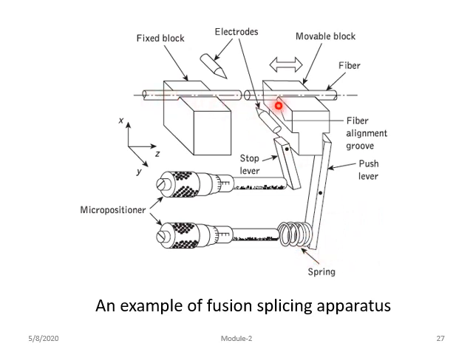So two fiber ends are placed onto the fiber alignment groove and held tightly with the fixed block, where two electrodes are placed in between these two blocks. These electrodes give an electric arc, which is going to be produced.